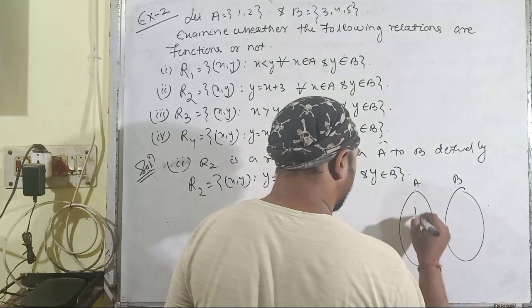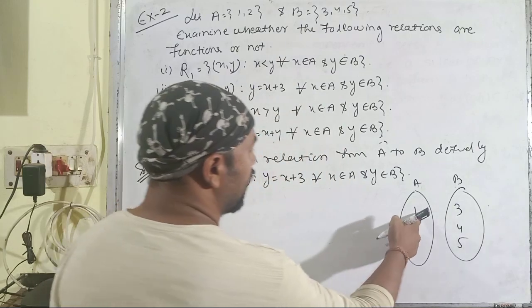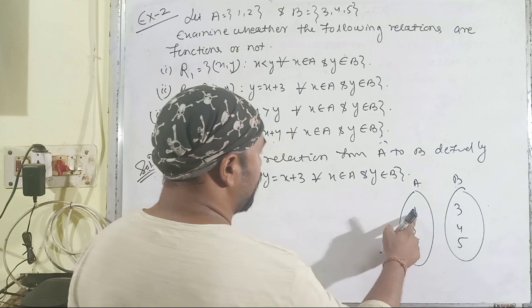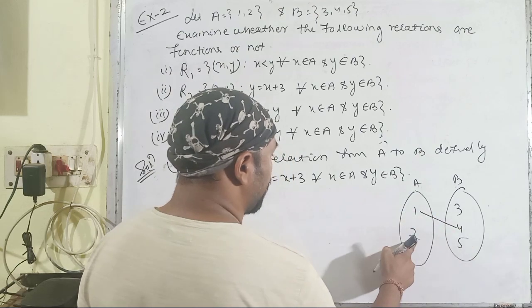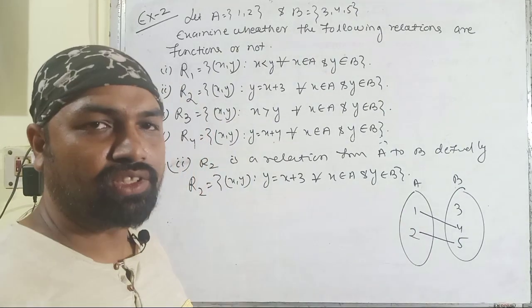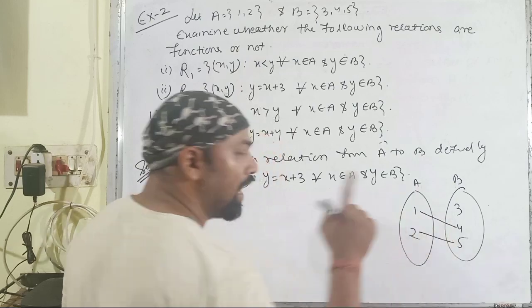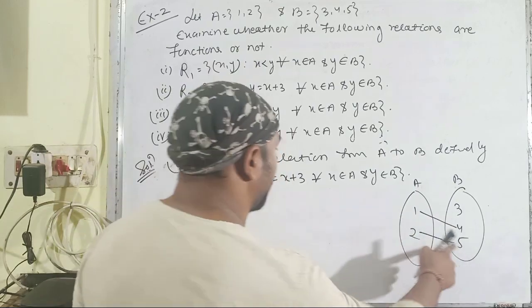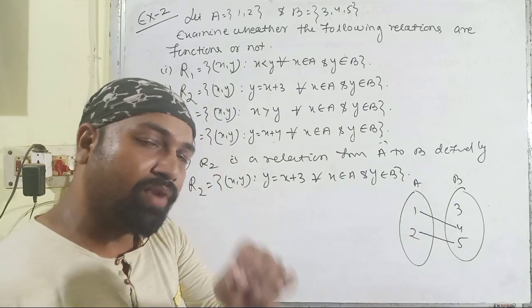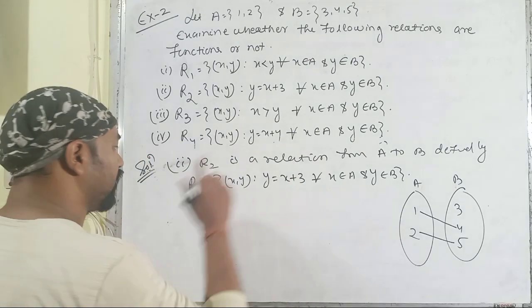This is the A set, this is the B set: 1, 2, 3, 4 and 5. 3 more than 1. X is here 1. 1 plus 3 is 4, then 2 plus 3 is 5. And you can say that it is a function because 1 has an image and a single image. 2 also has an image and a single image. All the elements of the first set have a unique image, a single image, in the second set.